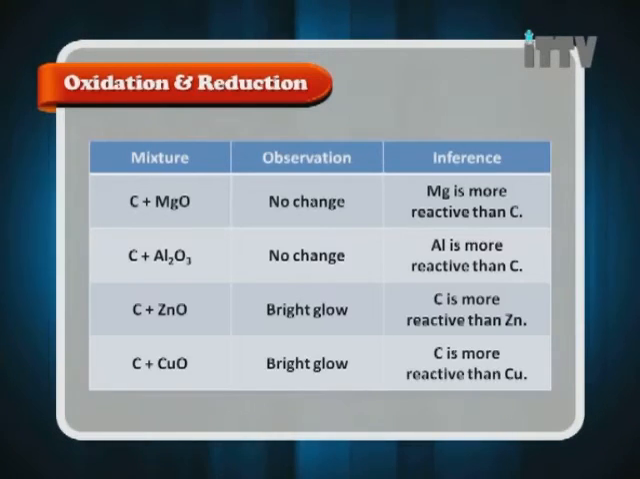If carbon is reacted with magnesium oxide, there should be no change because magnesium is more reactive than carbon. If carbon is reacted with aluminium oxide, there would also be no change because aluminium is more reactive than carbon. But if carbon is reacted with zinc oxide, there would be a bright glow in the crucible because carbon is more reactive than zinc. If carbon is reacted with copper oxide, there would also be a bright glow because carbon is more reactive than copper.